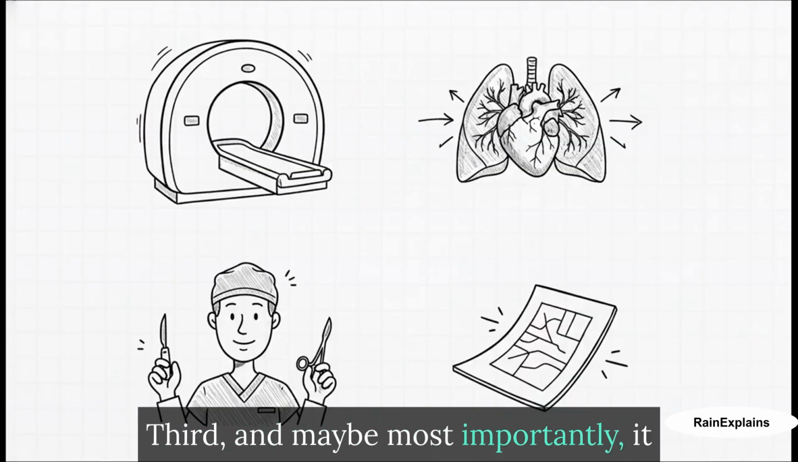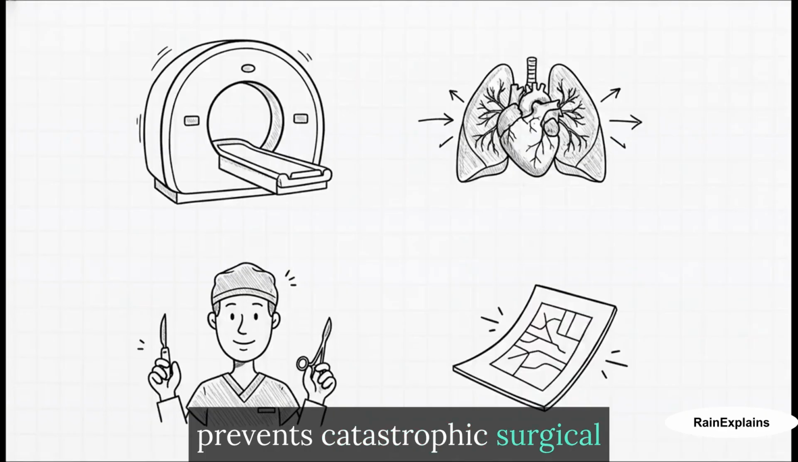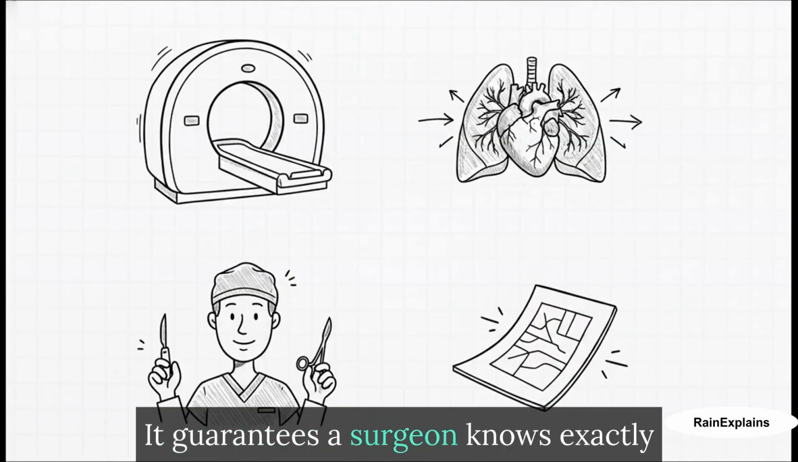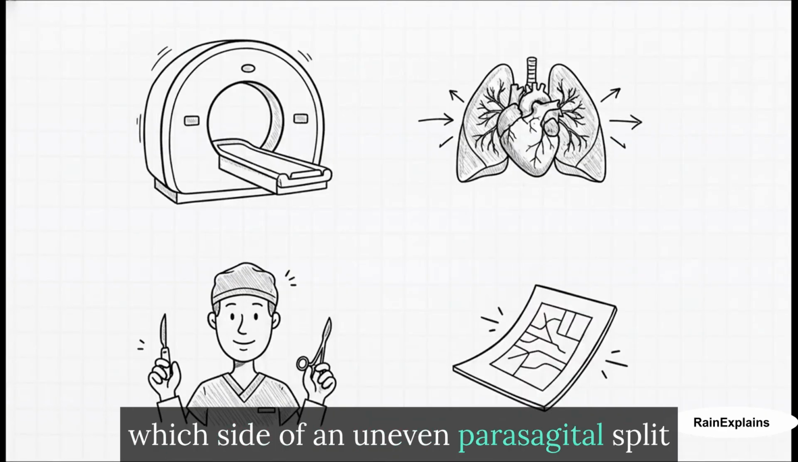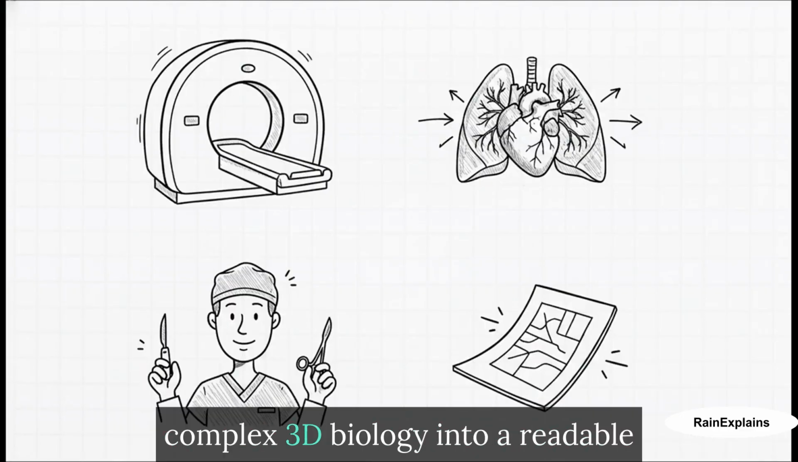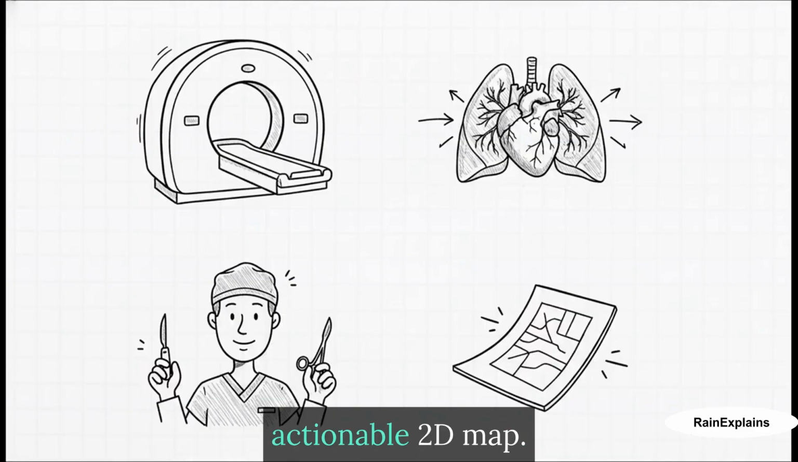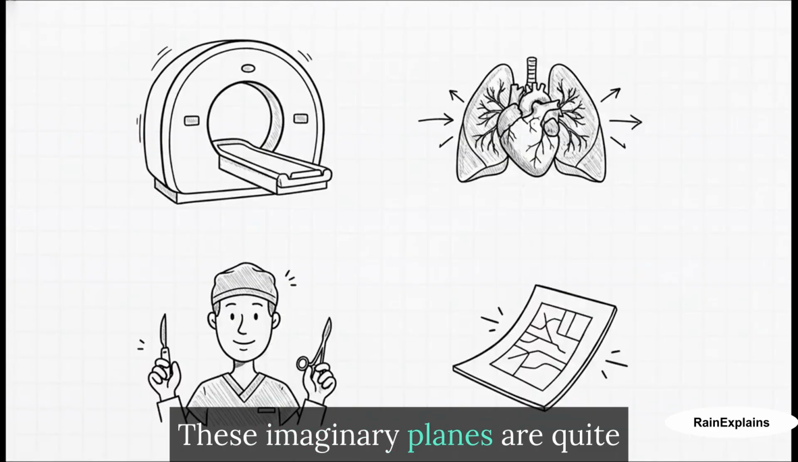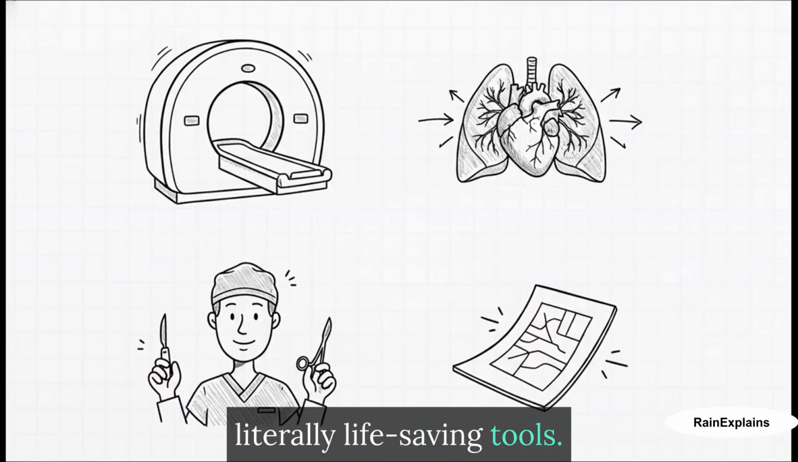Third, and maybe most importantly, it prevents catastrophic surgical confusion. It guarantees a surgeon knows exactly which side of an uneven parasagittal split they're operating on. At the end of the day, it translates crazy complex 3D biology into a readable, actionable 2D map. These imaginary planes are, quite literally, life-saving tools.